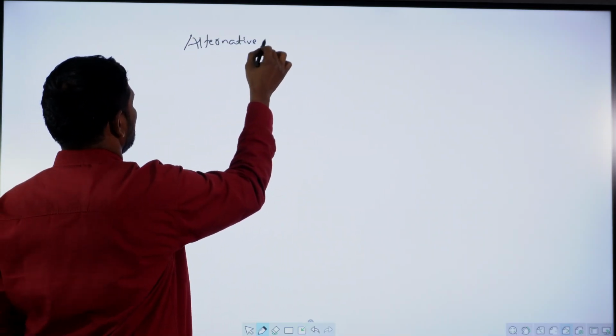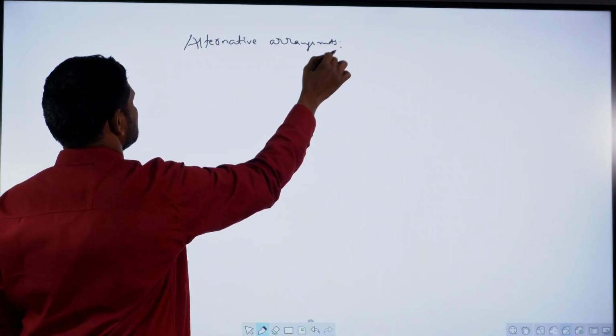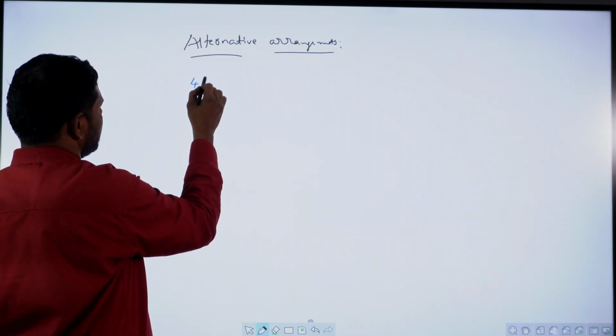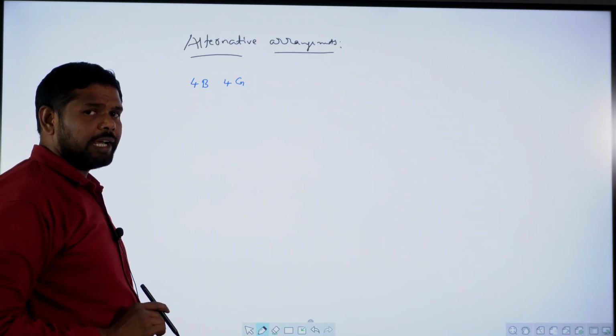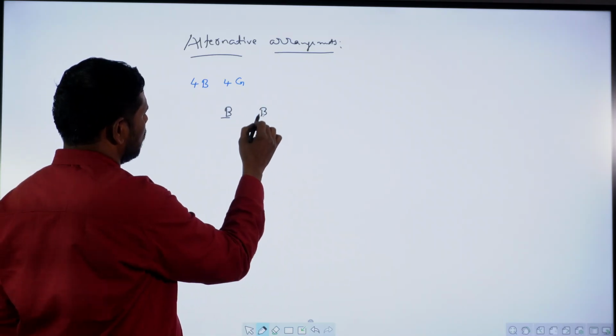Alternative arrangements. These are generally about boys and girls, or males and females. Suppose 4 boys and 4 girls are there, how can we arrange them alternately? First we can arrange all the boys.